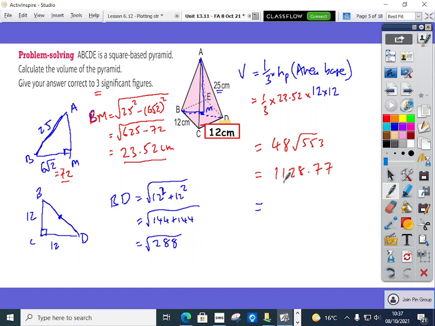So my answer, 1, 2, 3, that's going to be rounded up, so that's to the nearest 10, so that's going to be 30. I'm going to get 1130 units, and the units are centimeters cubed.